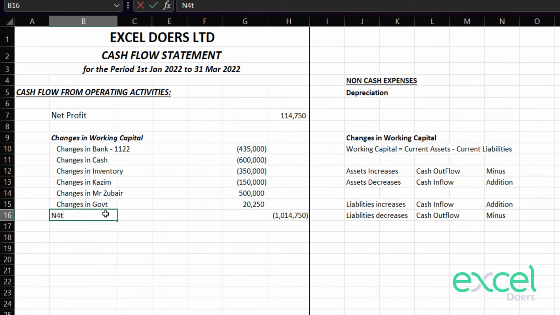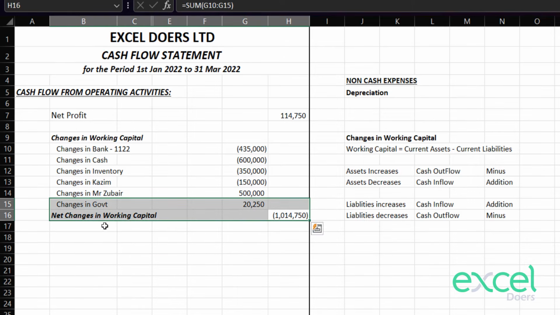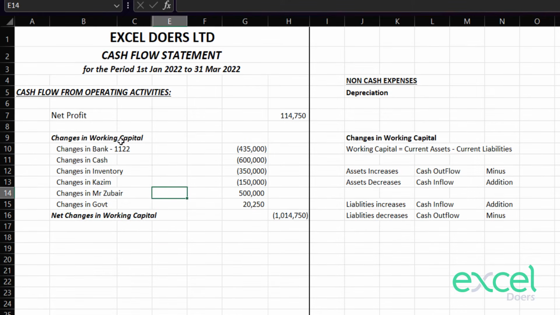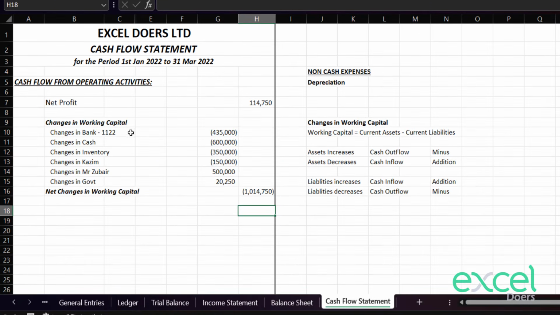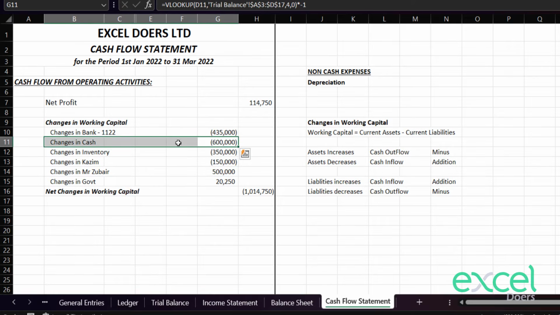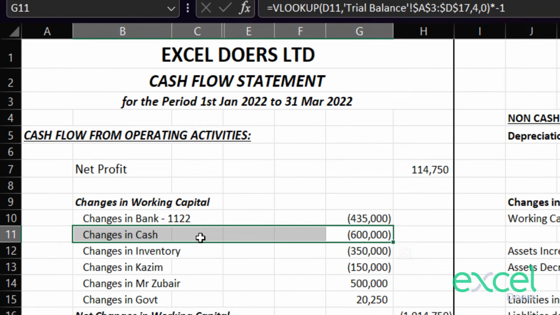net changes in working capital. So this is your net changes in working capital, right? Now I have to total them, right? Okay, remember one thing, we will not add this cash one, right? This we will copy everything, but we will not do this cash one.